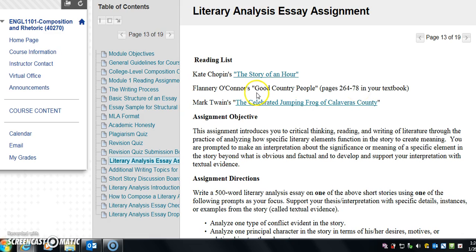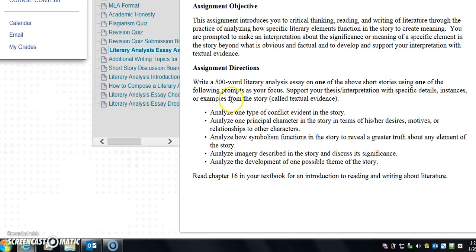Okay, you are required to read both short stories, but for your literary analysis essay, you will be writing on only one of the short stories. One of these two, but for reading purposes, you are required to read both. Now, the third one is not an option. I mean, feel free to read it if you like Mark Twain, but I am not assigning you this. So you are choosing to write your literary analysis essay on one of these short stories. And down here, you'll see a general direction for the literary analysis essay.